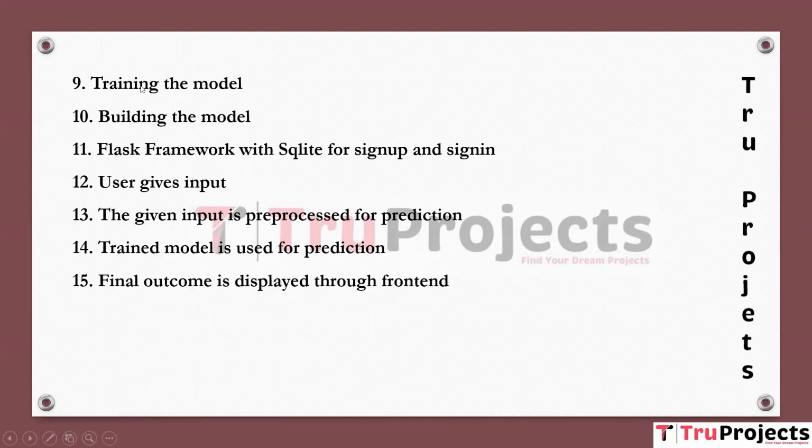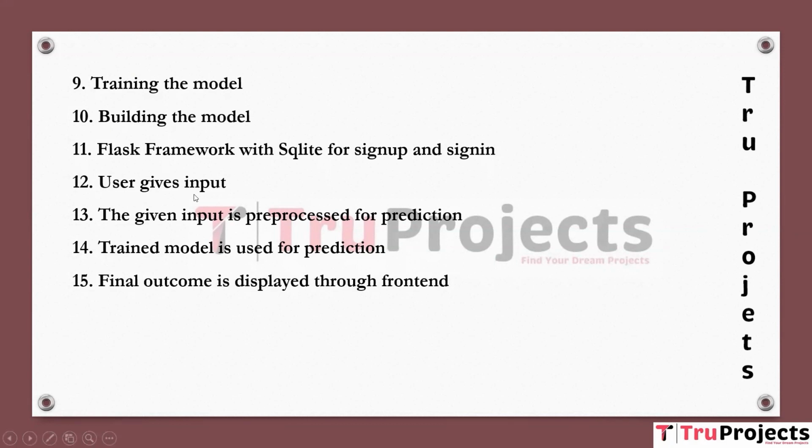Coming to the next module, which is training the model. This step involves training each machine learning model using the training data. The next one is building the model. Here we will build all the models. The next module is Flask framework with SQLite for sign-up and sign-in. In this module, we integrate the Flask web framework with the SQLite database to create a user authentication system, allowing users to sign up and sign in.